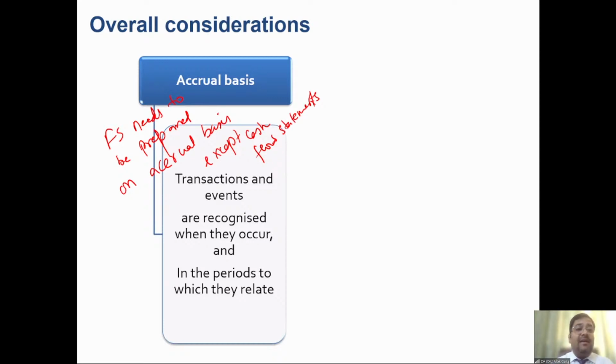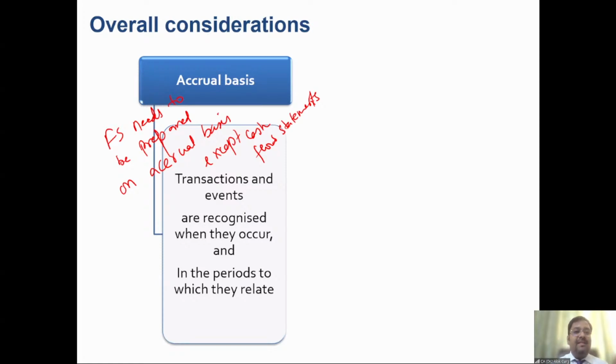Transactions and events are recognized when they occur and in the period to which they relate. For example, on 1st February 2022, the company has paid an insurance premium of 12,000 rupees, and the insurance premium is for a period of 12 months. So in this case, although the company has paid 12,000 in the financial year 21-22, 11 months of expense relates to 22-23 and 1 month of expense relates to 21-22.